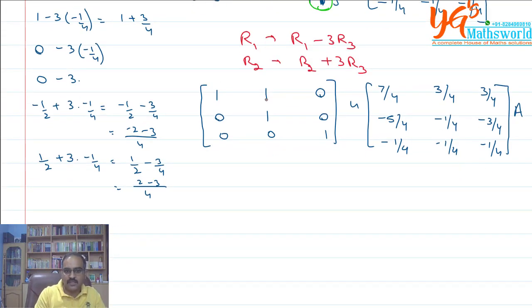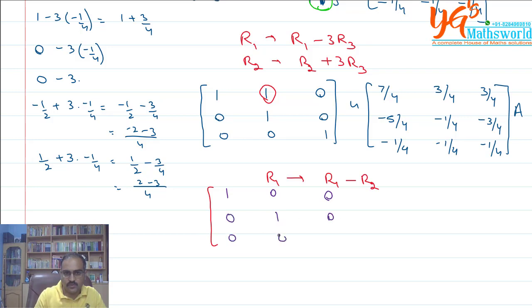Now next step is I need to reduce this one as 0. So on R1 I will apply R1 minus of R2. So I got now 1 minus of 0, 1, 1 minus 1, 0, this will be 0, 0, 1, 0, 0, 0 and 1.